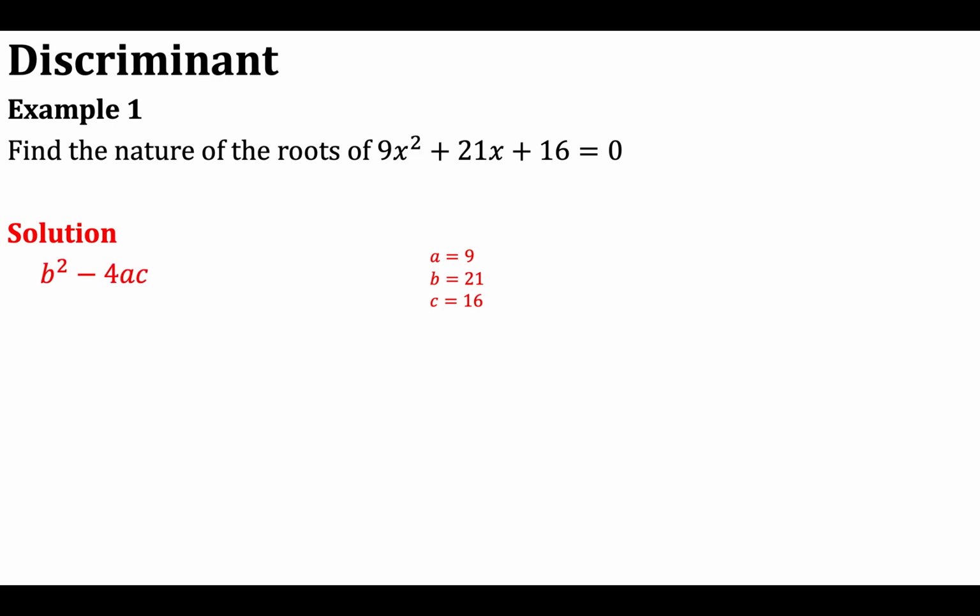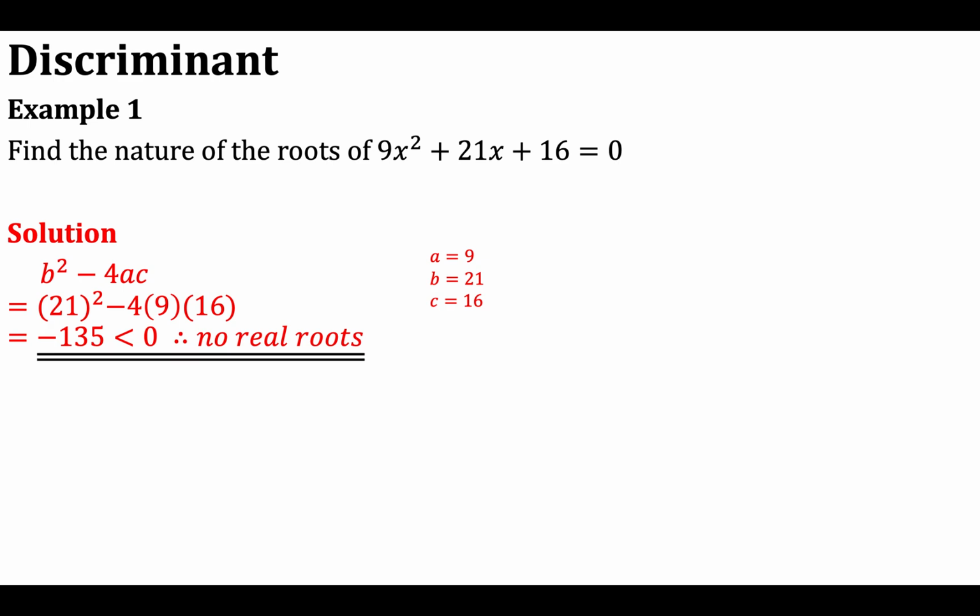So calculating the discriminant then, we've got b squared minus 4ac, that is 21 squared minus 4 multiplied by 9 multiplied by 16. And when we calculate that, we get negative 135. So we then need to make that comparison. Is the discriminant greater than 0? Is it equal to 0? Or is it less than 0? And we can see here that 135 is negative, so therefore it is less than 0. And that means that the nature of the roots, well, there are no real roots.